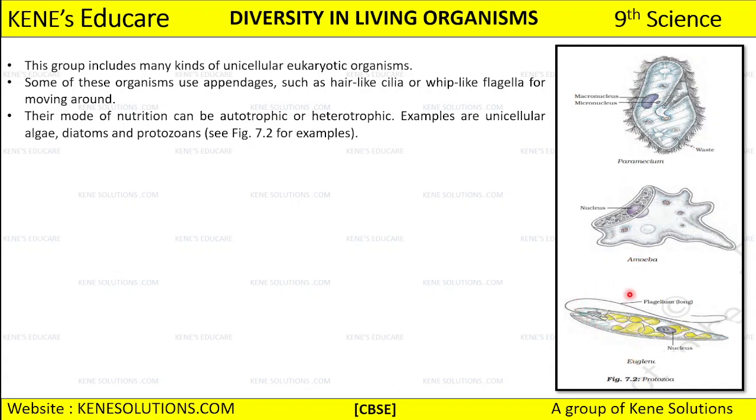Euglena has a long flagellum, and it has a nucleus in the center. Amoeba has a nucleus, and remember one thing, that Amoeba changes its shape. Okay, and we have Paramecium, which has a macronucleus as well as a micronucleus, and there is a waste vacuole also present there.